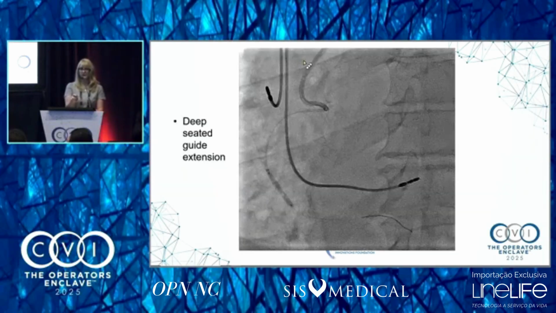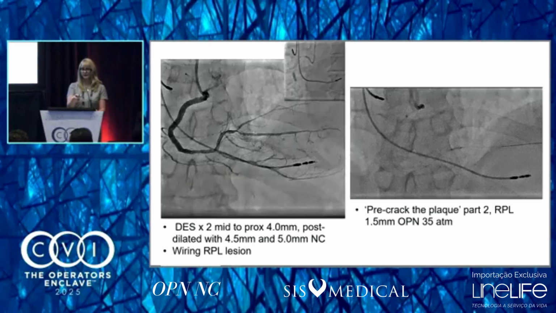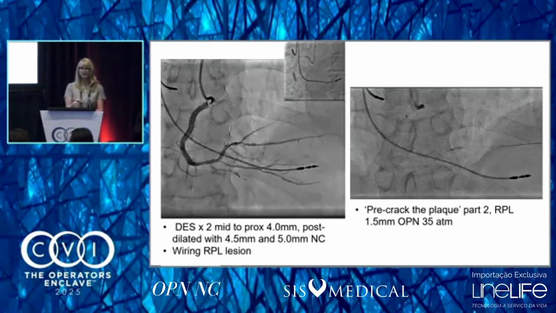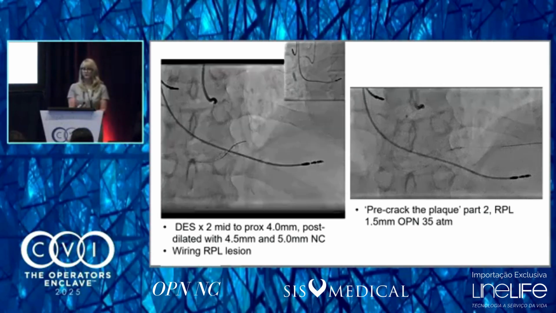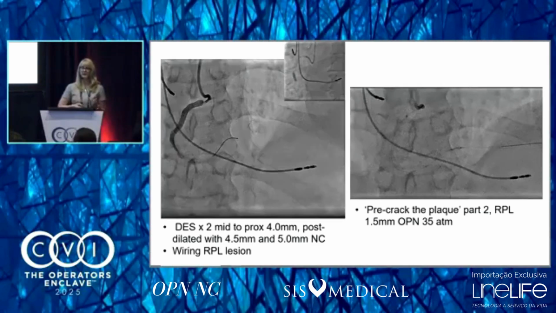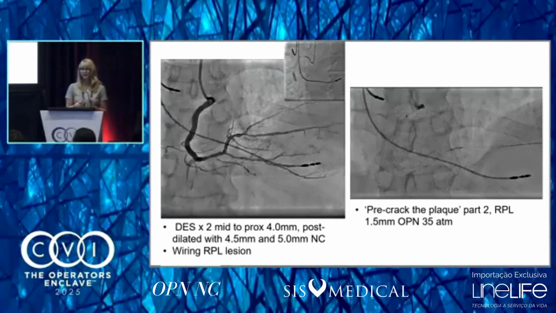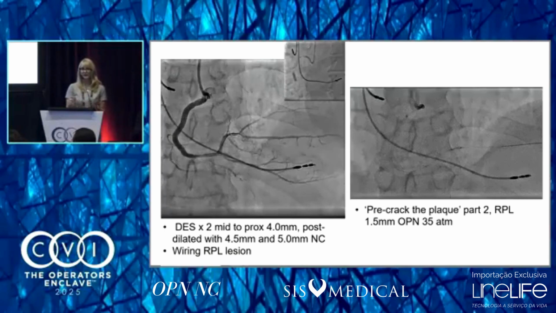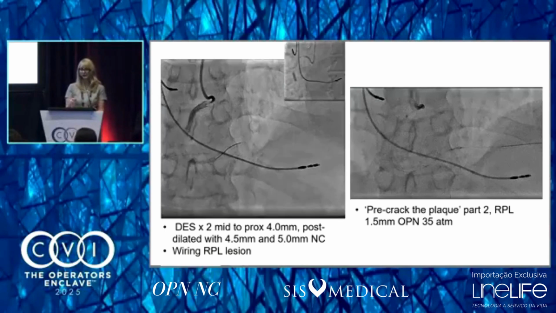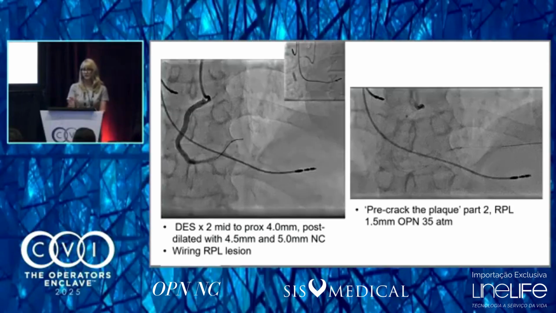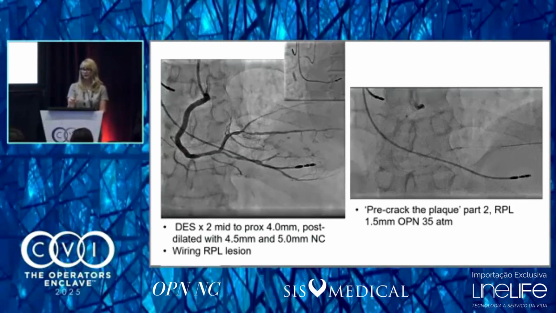I took a deep-seated guide extension down and started to deploy my stents through the mid-vessel. So I deployed 2 drug-coated stents and dilated with large NCs. And then I had the distal disease to deal with. Now I was at the point where I was going to do a pre-crack technique on the 2 distal lesions, in this instance without imaging guidance, just given the small vessel and distal nature of the lesions.